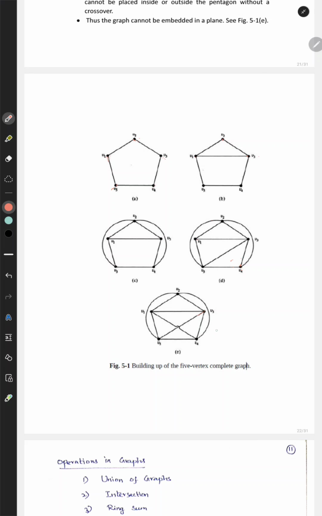The last edge we choose in this iteration or this algorithm cannot be drawn anywhere without crossing the already drawn edges. Without crossing them, you cannot draw the last edge. So the graph K5, the complete graph on 5 vertices, is not planar. There is no plane graph representation. It's not a planar graph. Okay.